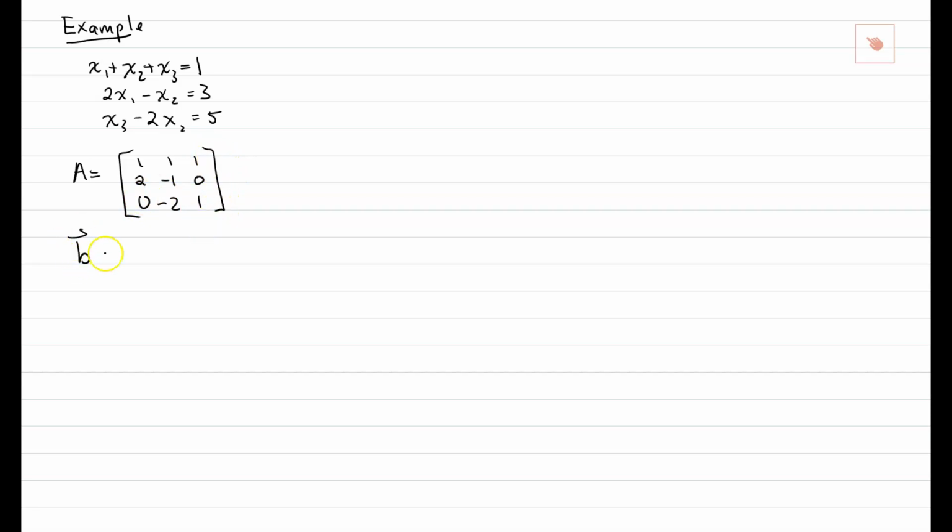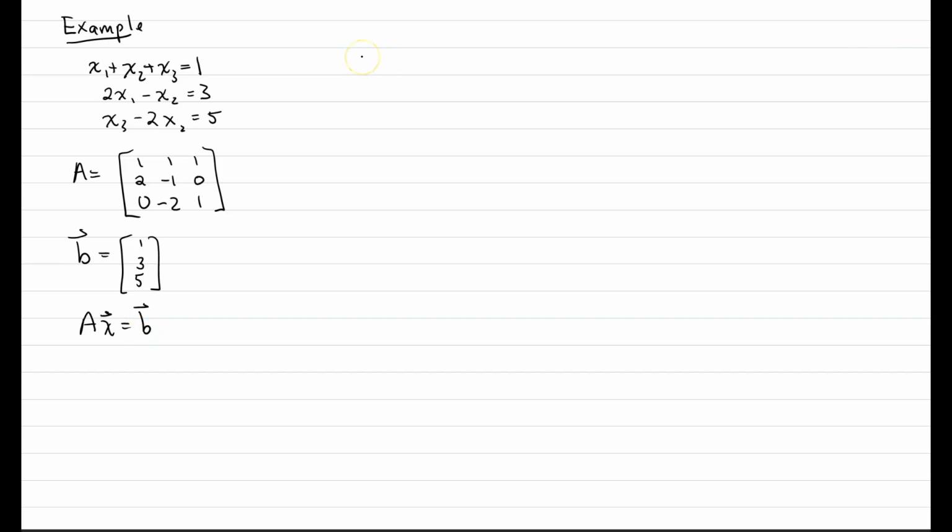Our B vector is just 1, 3, 5. And of course, our variable vector is, again, x1, x2, x3. And we're looking to solve Ax equals B. To solve this equation using an inverse, of course, we first have to find A inverse.